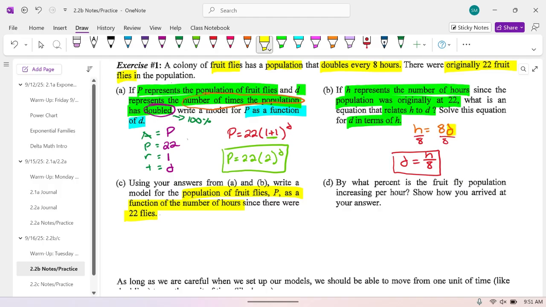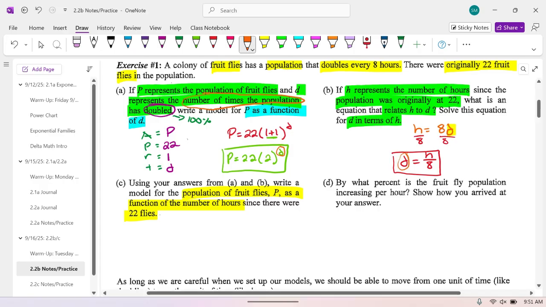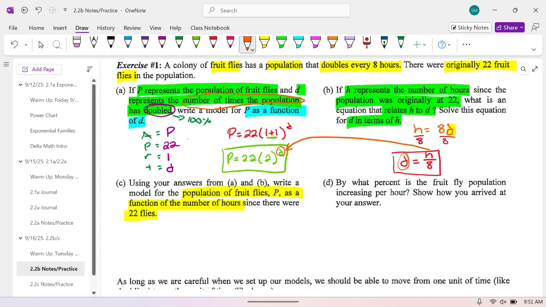Don't we know what D equals? H over 8. So what do you think I'm going to do? Put it in for D. Since I know there's a D here, and we know what D is equal to over here, I'm going to take this H over 8 and substitute it in for D. So this would then be 22 times 2 to the H over 8 is equal to P.